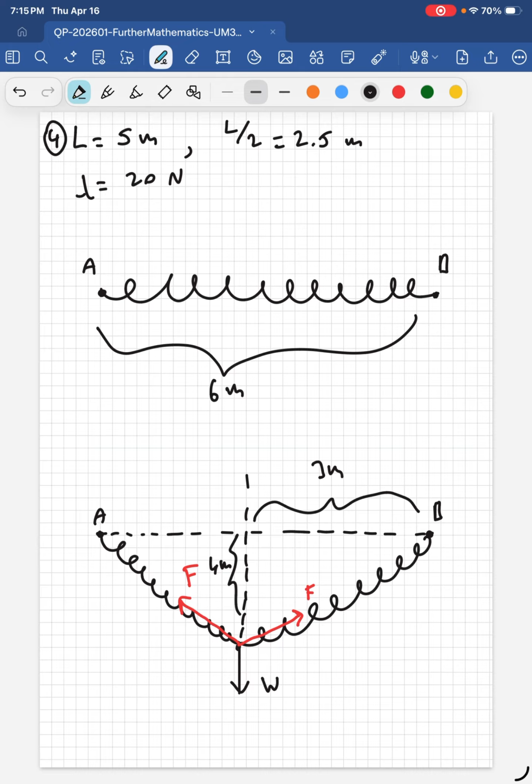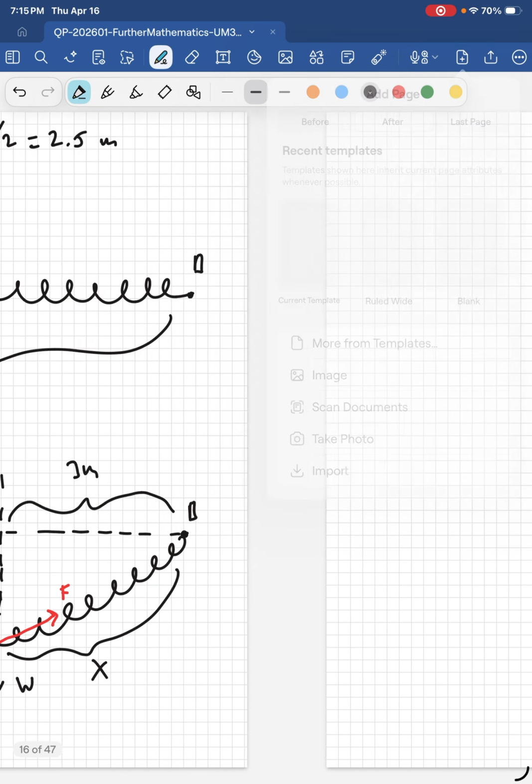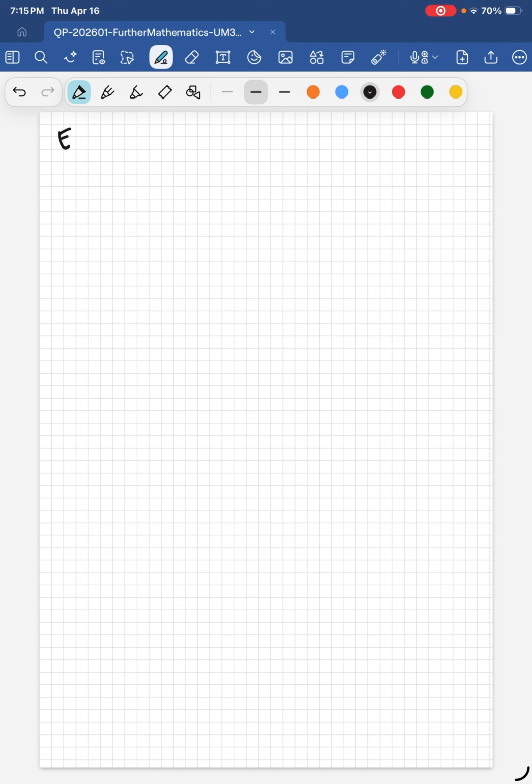And the extension of the string, because the force is equal to lambda times whatever the stretch is over the length of the string, right? So this is x, and it's the extension of the string, and you will see why. Basically, it's a 3, 4, 5 triangle, but we need to use Pythagoras to prove it. So for the extension, we have that x squared is 3 squared plus 4 squared. So x is 5 meters.